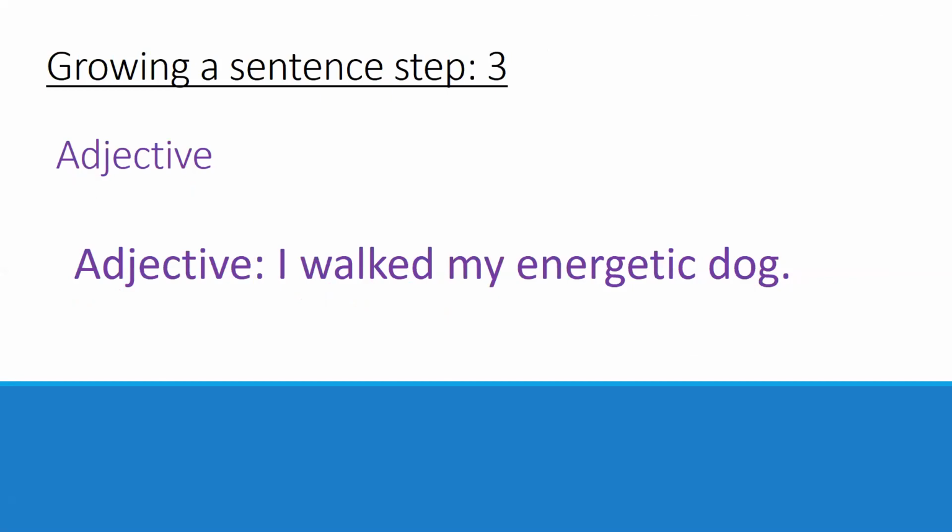So now I'm going to add an adjective in step 3 of growing a sentence. So I chose the adjective energetic. And in my sentence, I wrote, I walked my energetic dog. So I've added an adjective, and again, that's added more detail. If you remember from one of my other videos, we talked about adjectives, and an adjective describes a noun. So the noun in my sentence is my dog, and I chose to describe my dog as being energetic. So I walked my energetic dog.